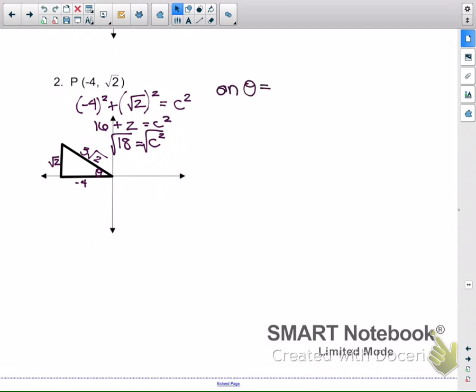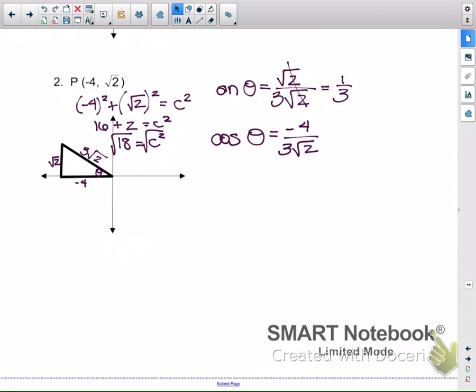Sine is opposite over hypotenuse. So I'm going to set it up as what over what? Root 2 over 3 root 2. Now, here, this is pretty common simplifying. What happens to my root 2's top and bottom? They cancel. So what's my answer for sine? 1 over 3. Please do some basic simplifying like that. What you're not going to have to do is the next one. Cosine. Adjacent over hypotenuse would be -4 over 3 root 2.